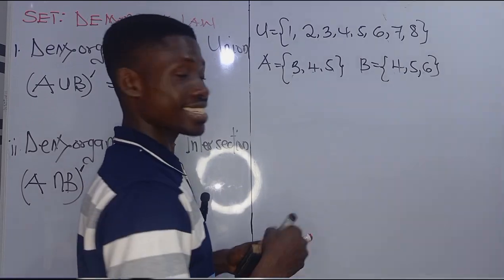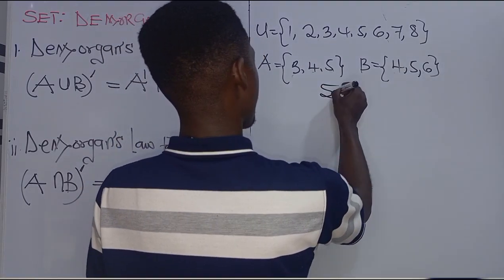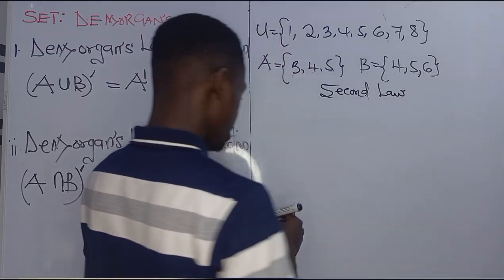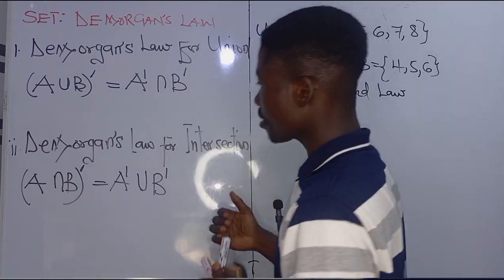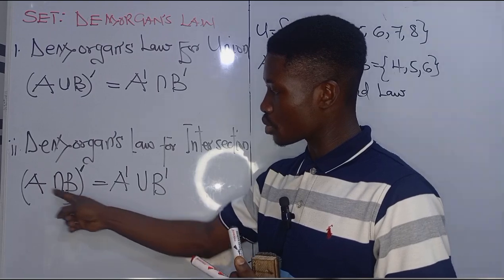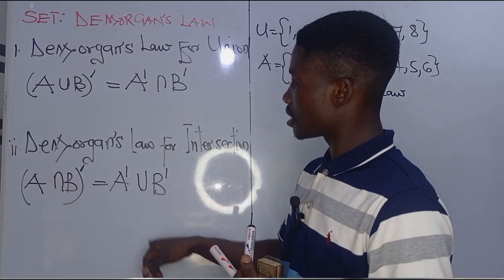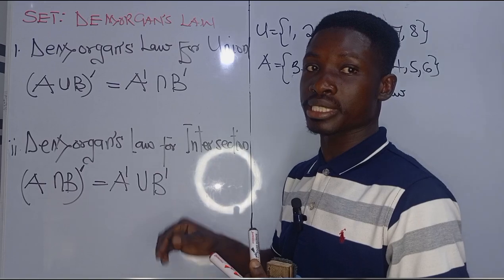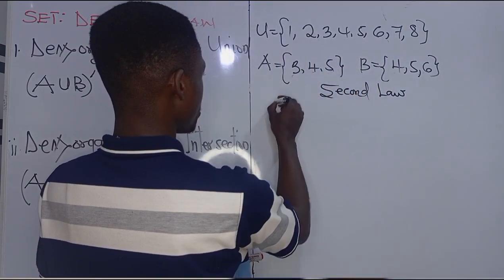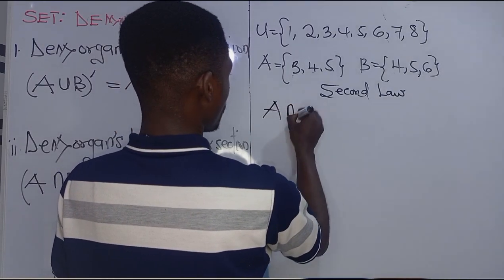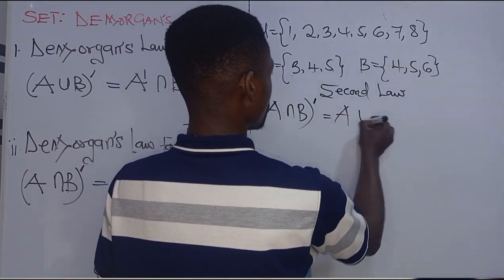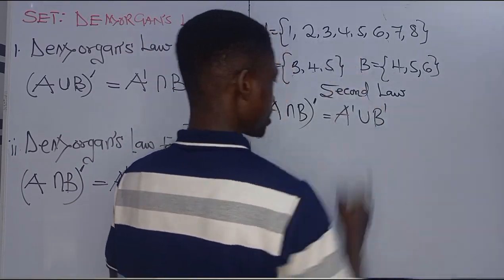So we are going to look at the second law. The second law says that given any two sets, then the complement of intersection of these two sets is the same as the union of their complement. That is what the second law is saying. So we have to write it down. The complement of intersection of two sets is equal to the union of their complement.